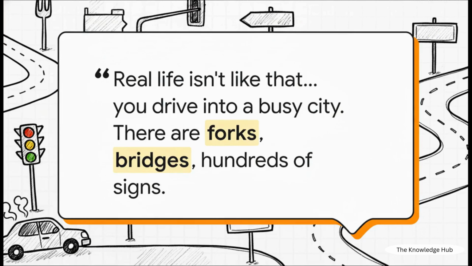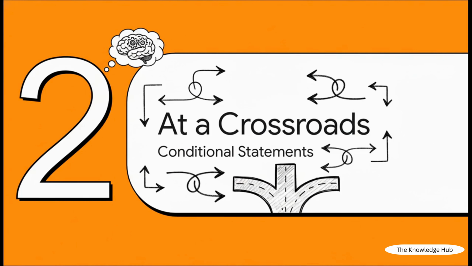Okay, now flip that. Imagine you're driving in a super busy city. You have to make decisions constantly, at every single turn. Left or right, stop for the red light. Maybe you gotta pull over because the engine starts smoking. That's the kind of dynamic, responsive thinking that modern programs really need. So how do we give our code that ability to navigate those crazy city streets?